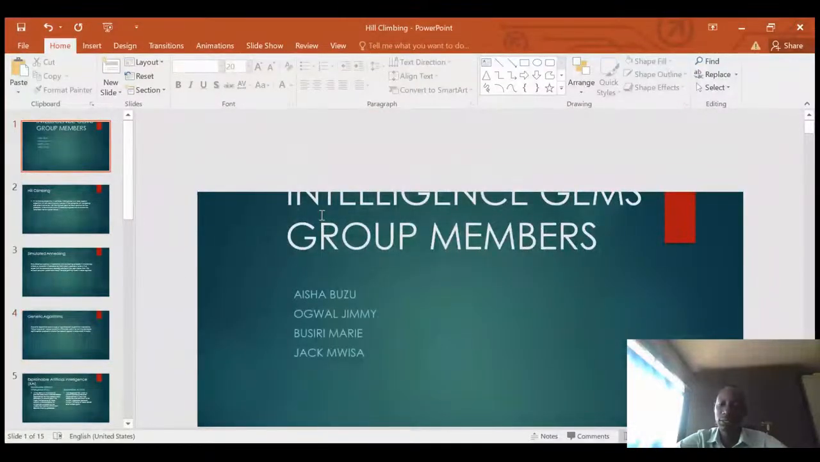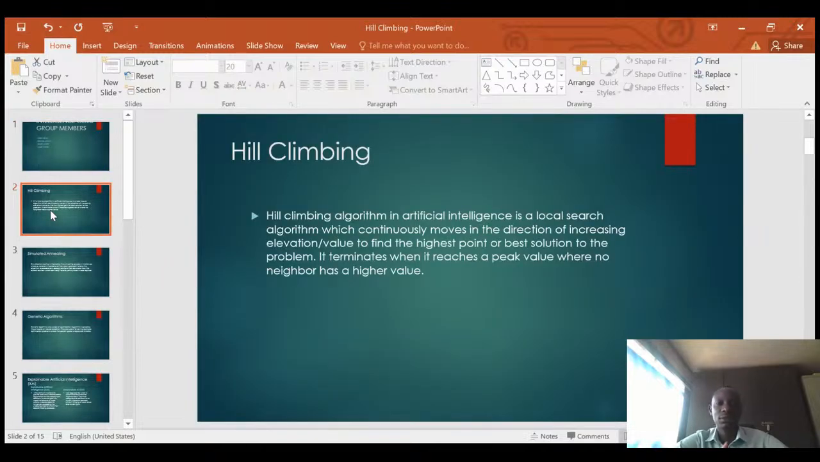the work is just straightforward. The first question was all about local search algorithms, and under local search algorithms, we've been tasked to lay out the foundations of all those highlighted algorithms. One is hill climbing. What do you know about hill climbing algorithm?